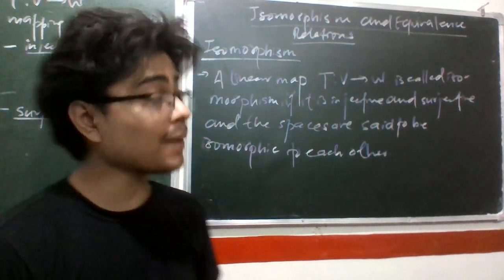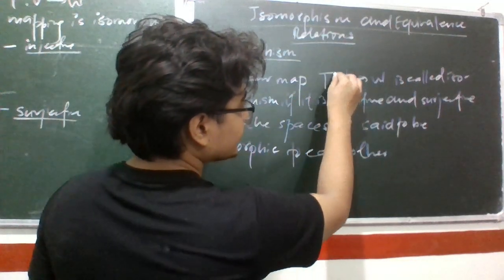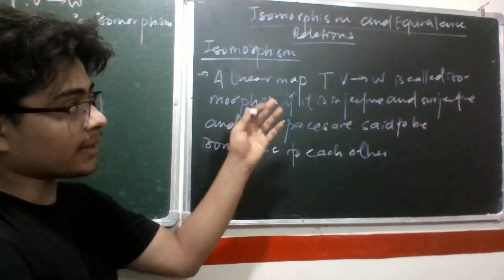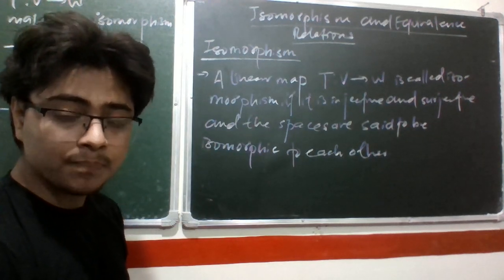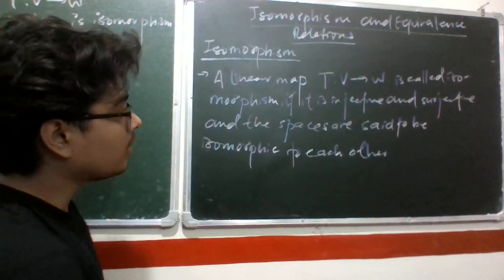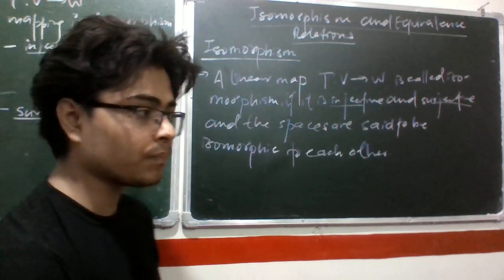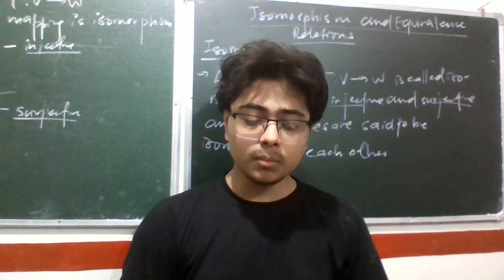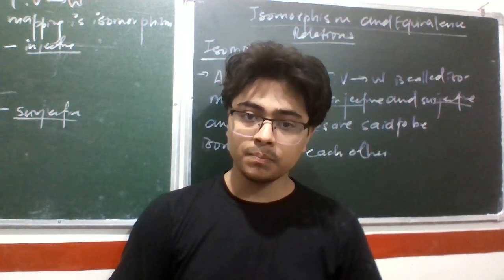Let's suppose we have a linear map T from V to W. Now, this mapping is said to be an isomorphism if and only if it is injective as well as surjective. So we can say that a bijective linear mapping is called an isomorphism.